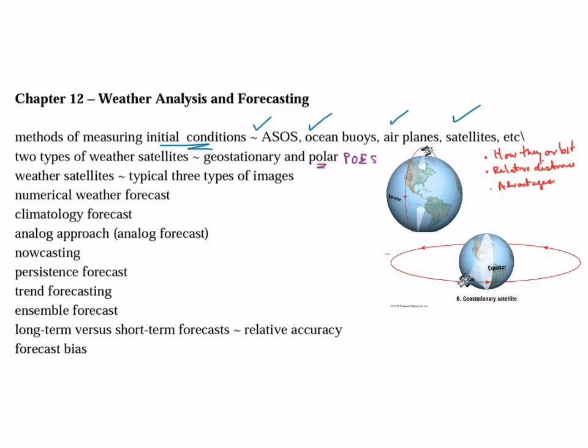Types of weather satellites, the types of pictures they take: visible, infrared, and water vapor. Remember, infrared is thermal.